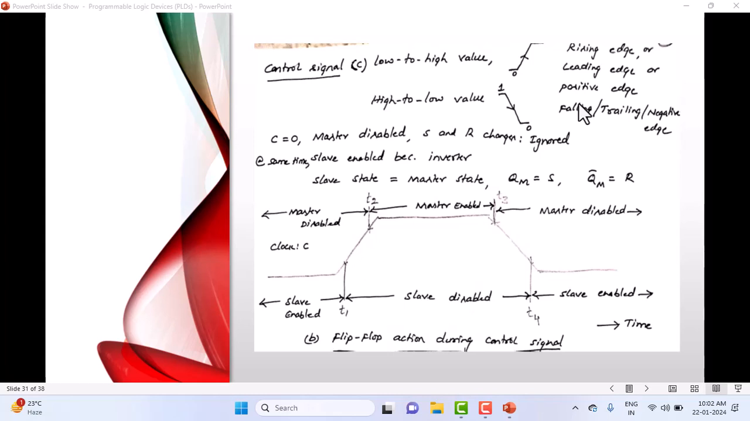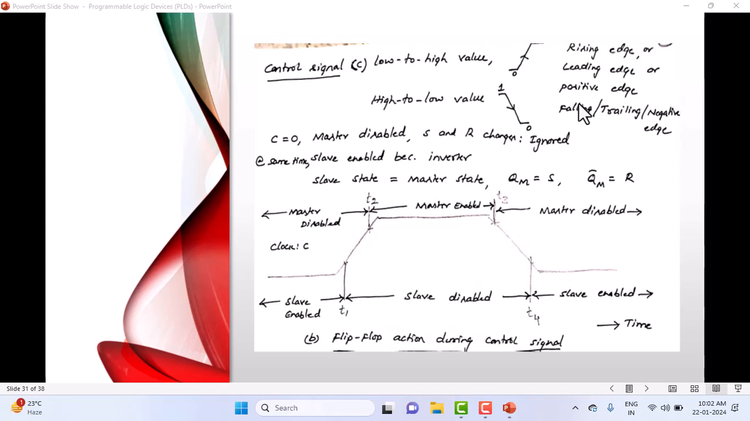Okay, you can't say that the master is enabled or the slave is enabled between T1 and T2. The same thing will happen between T3 and T4 also. Look at T3, what is going to happen? The master will get disabled here. As I already told you, whenever the clock is 1, the master will get enabled. Whenever the clock is 0, the slave will get enabled. But at T3 the master will get disabled. Immediately the slave will not get enabled, because the slave will be enabled only at the T4 state. These timings are very important here.